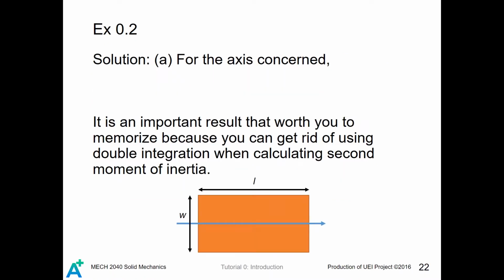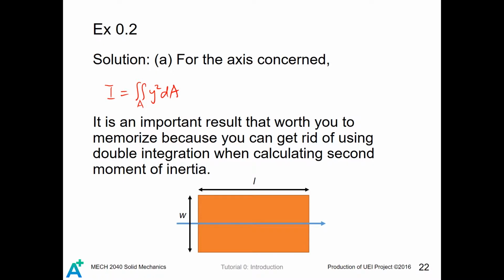Well, to do this, it is easy. For this axis, it is horizontal, so I just treat something as y. So I equals the double integral over the entire area of y dA. Oh, sorry, it should be y squared because it is the second moment of inertia. Okay, so don't mix them up.